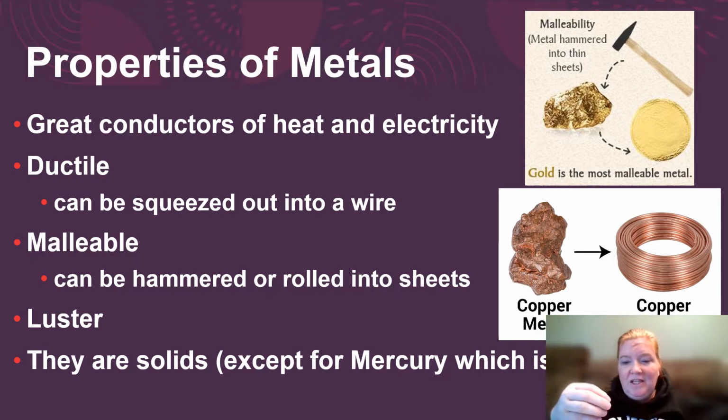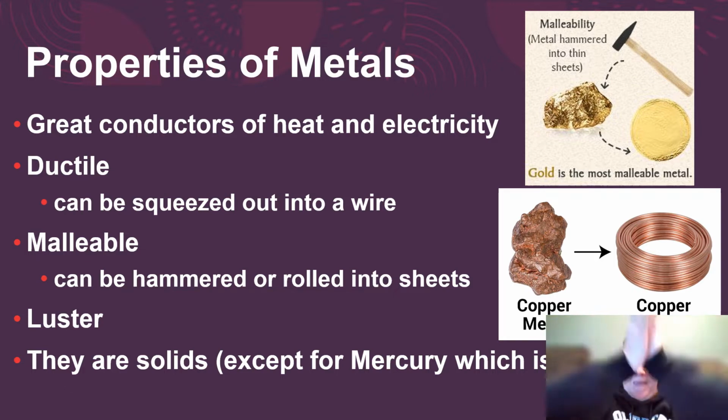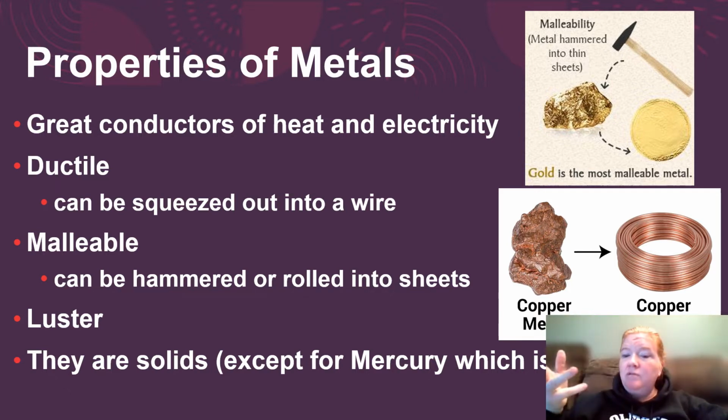They're ductile. So that means they can be squeezed out into wires. They're malleable, like mallet, hammer. They can be hammered into thin sheets. Think of aluminum foil. They have luster, they're shiny, and they're solids with one exception, mercury.